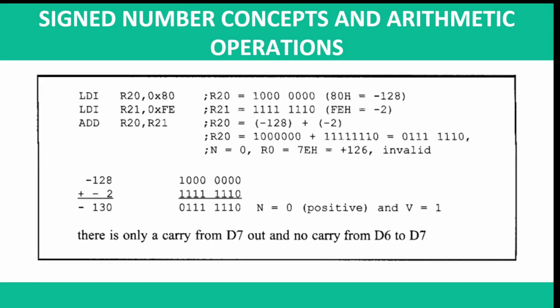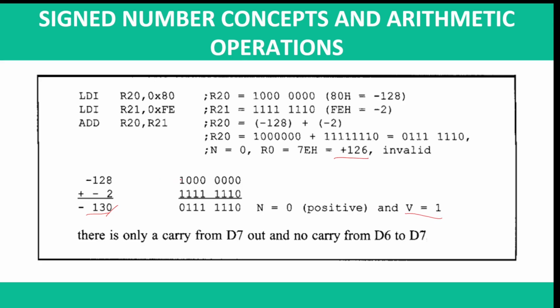Okay. And another example is we have 0x80 loaded to R20 and 0xFE loaded to R21. We have negative 128 plus negative 2 is equal to negative 130. It overflowed. And if we add them together, the CPU will give us 126. That is invalid and erroneous. It is wrong, because we know for a fact that the result is equal to negative 130. And that's why we have V is equal to 1.